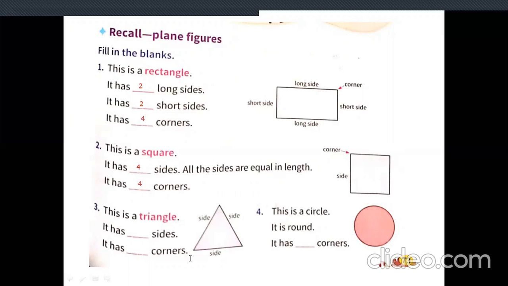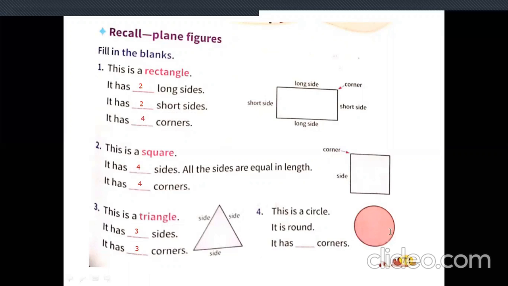What is this? This is a triangle. How many sides does it have? 1, 2, 3. It has 3 sides. And how many corners? 1, 2, and 3. It has 3 corners. So a triangle has 3 sides and 3 corners.